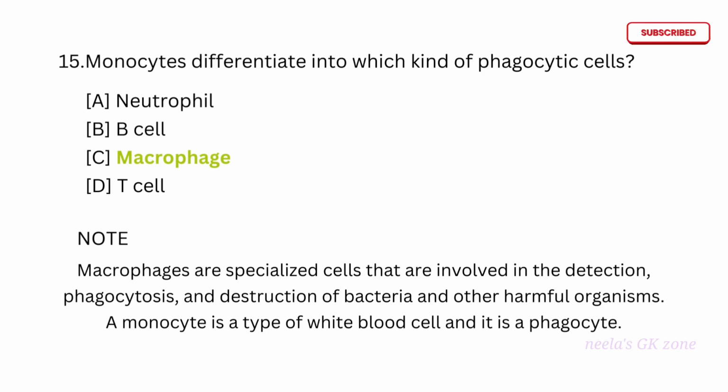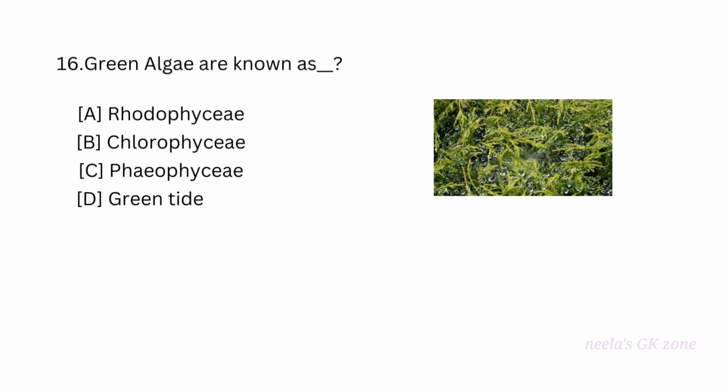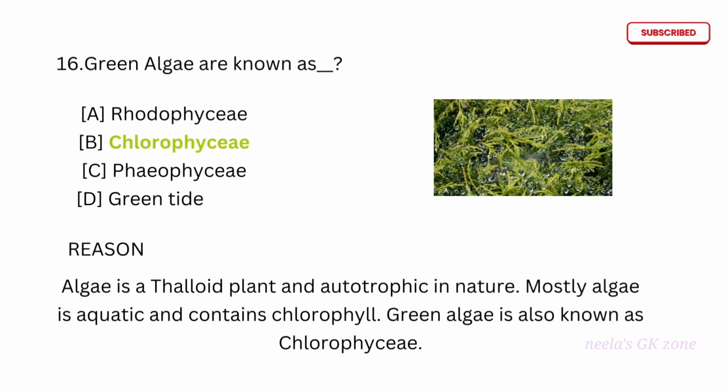And the next question is: green algae are known as Rhodophyta, Chlorophyta, Phaeophyta, green tide. And the answer is Chlorophyta. Algae is a thallophyte plant and autotrophic in nature. Mostly algae is aquatic and contains chlorophyll. Green algae is also known as Chlorophyta.